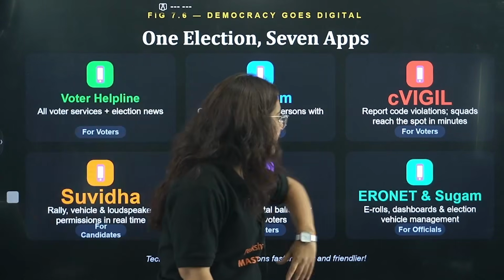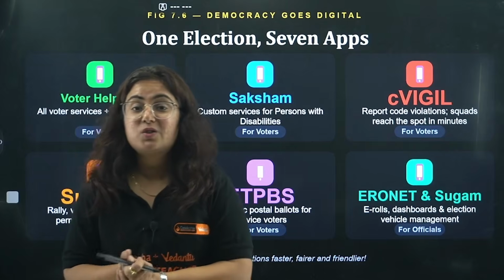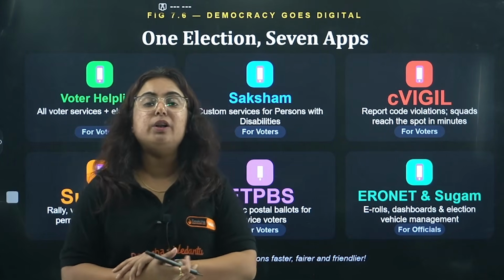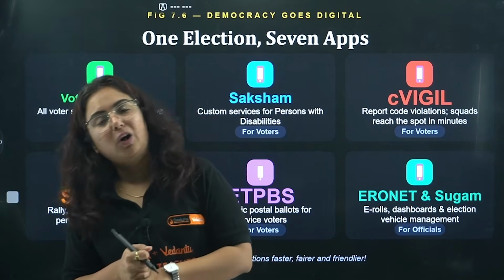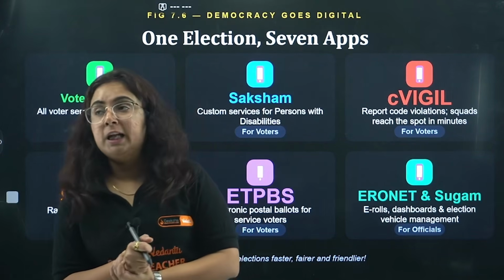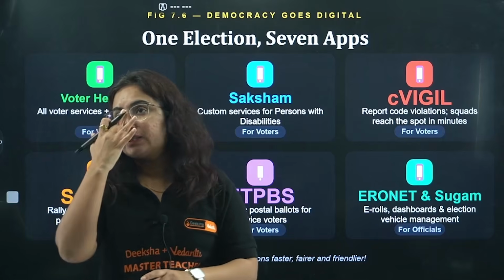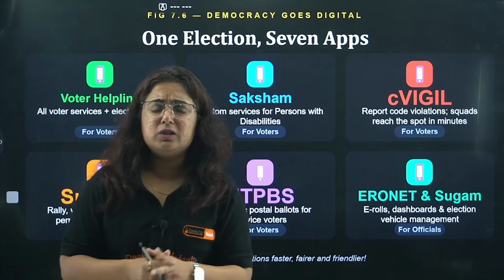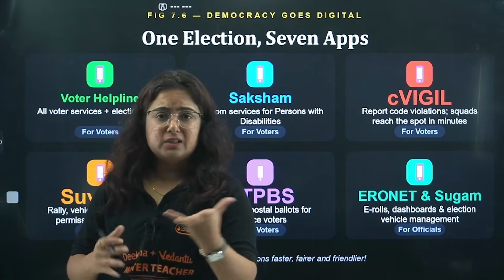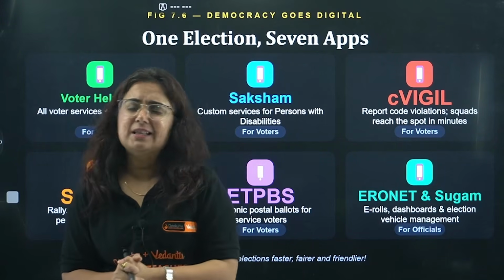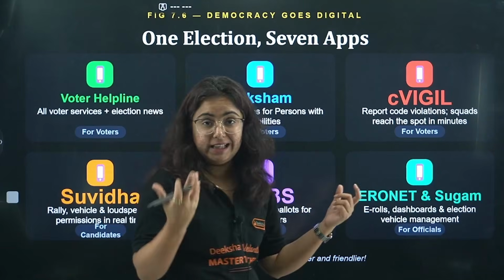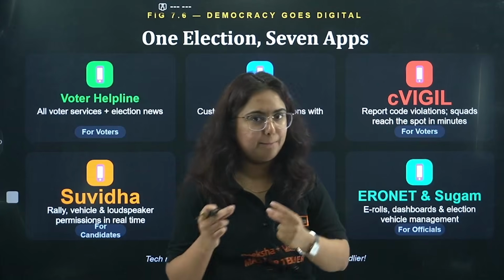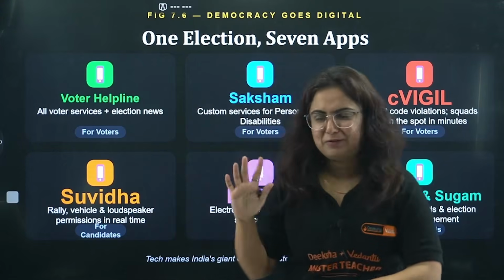Then we have C-Vigil, beta, to report code violation. Now what is code? Moral code of conduct. Before elections, beta, there is a moral code of conduct that is to be followed by all the political parties, like not making rallies and propaganda just before the election, 10 or 15 days before, and a lot more. Do not give hate speeches, do not target other parties, do not use religion as the base, and a lot more. If anyone violates this conduct, you can go and report at C-Vigil. Squads reach the spot in minutes. I will try this once, okay, if I feel so.